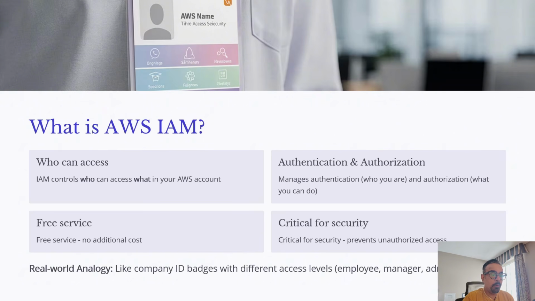An employee badge opens the main office and their department. A manager badge also opens meeting rooms and equipment storage. And an admin badge opens everything, including server rooms. So IAM works the same way. Different identities get different permissions based on what they need to do in their job role.